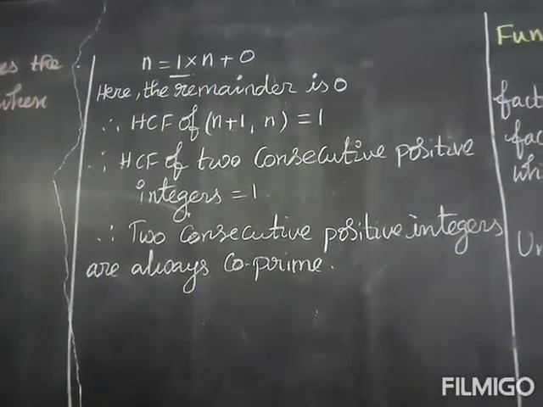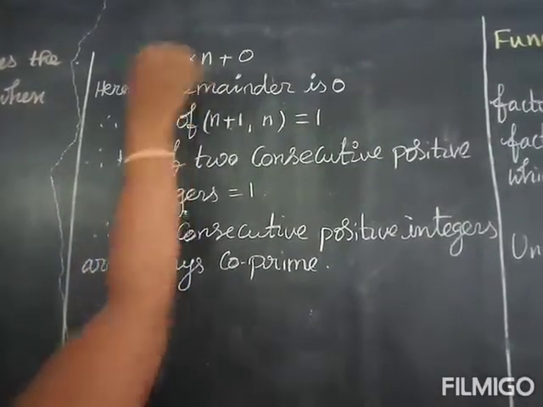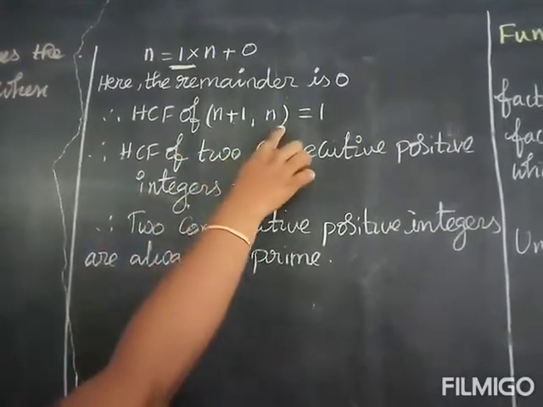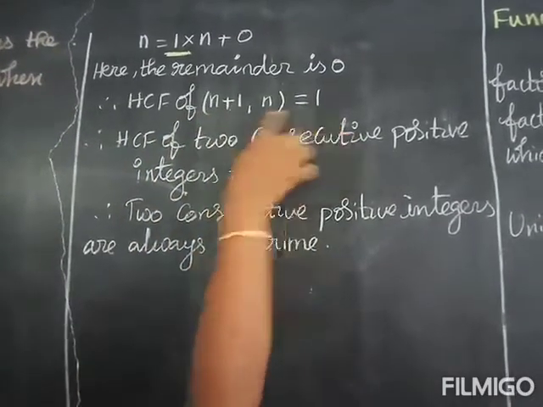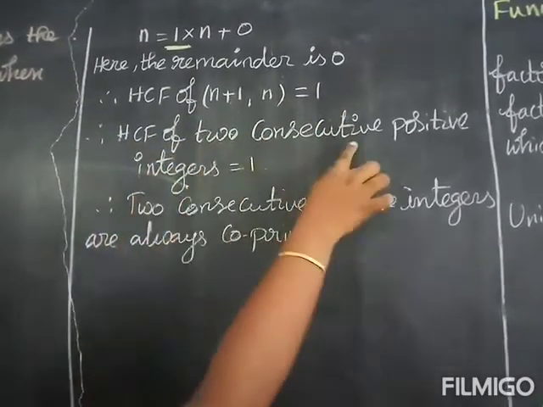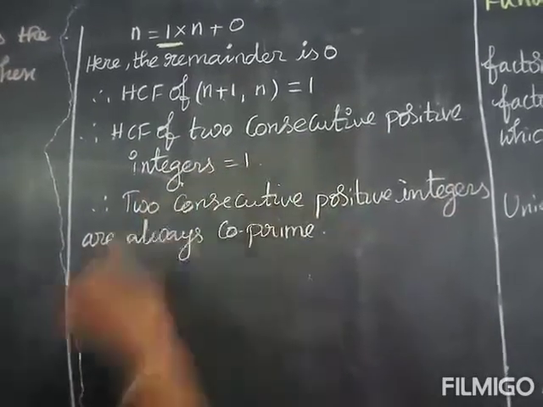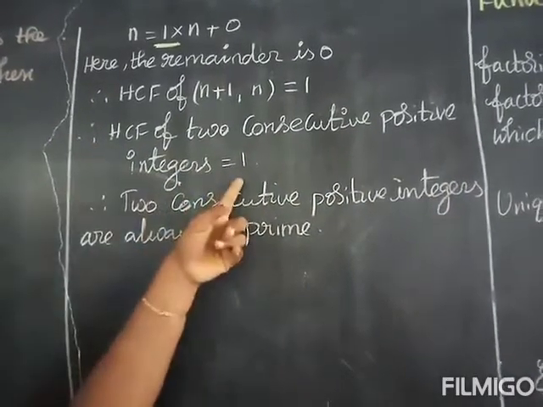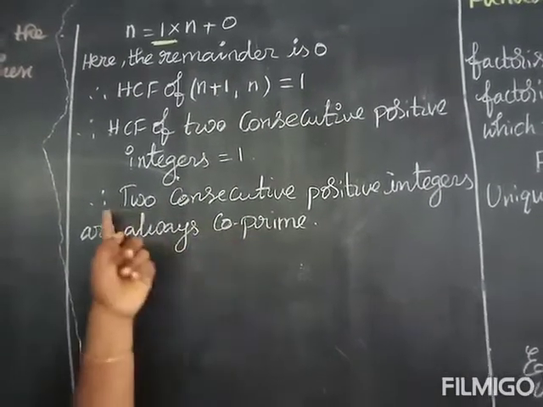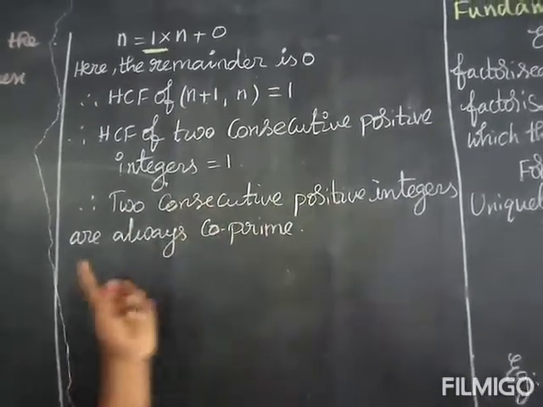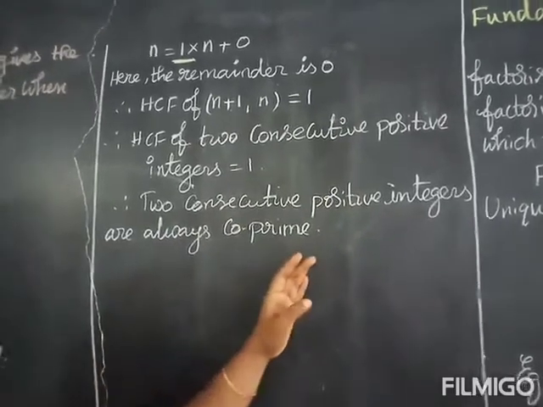Now what is the HCF then? This 1 is the HCF of n plus 1 and n. So HCF of n plus 1, n equals 1. Therefore the HCF of two consecutive positive integers is 1. If the HCF is 1, then the two consecutive positive integers are co-prime. Therefore two consecutive positive integers are always co-prime.